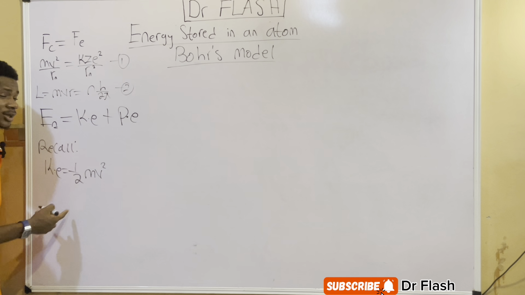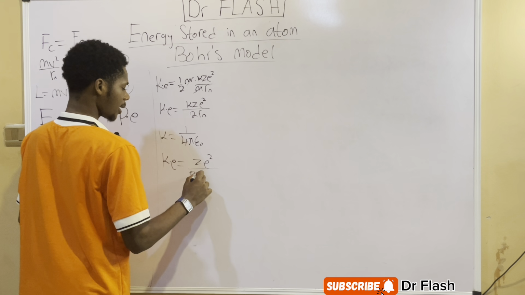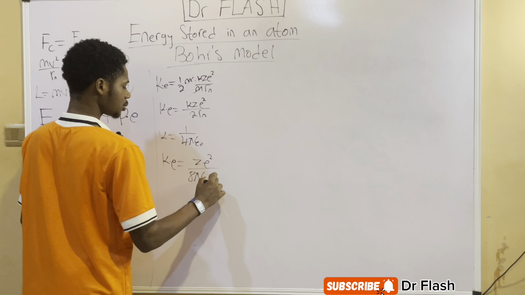Also recall that k here is Coulomb's number, and it has a formula: k is equal to 1 over 4 pi epsilon naught. If we substitute this into the equation, kinetic energy would then be equal to z times e squared divided by 2 multiplied by 4 pi epsilon naught rn, so we get 8 pi epsilon naught rn. I'll call this equation 3. Here is the formula for calculating the kinetic energy. We have just succeeded in deriving it.